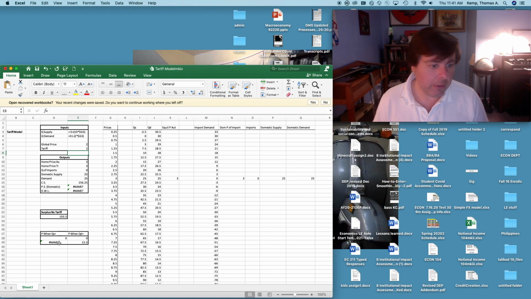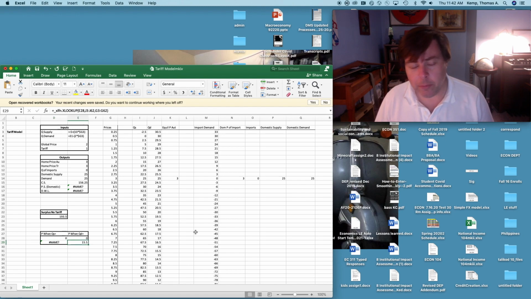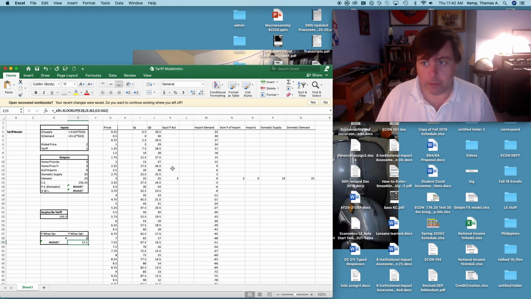Oh, I see. It's because this is broken down here. Why is that? Download it, take a look at it from the Canvas site. And it should be working. Like I said, it was working when I downloaded it earlier. All right. That's an interesting function, this XLOOKUP function. When you download this, play around with it and see what it's doing. But anyway, so there we have all the results that we're normally asked to generate in a tariff-style problem.